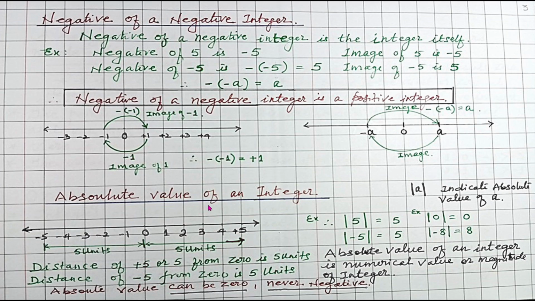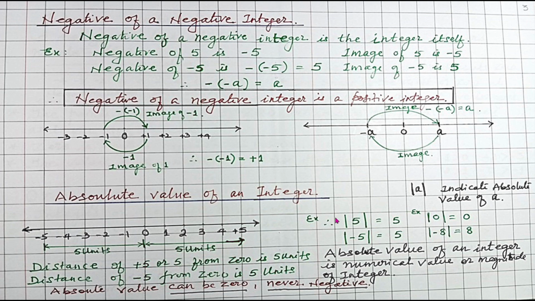Now the next important property to understand is the absolute value of an integer. The absolute value of an integer is the numerical value or the magnitude of the integer. For example, if you take +5, it is 5 units to the right. If you take -5, it is 5 units to the left. So the magnitude of +5 or -5 is 5 only.